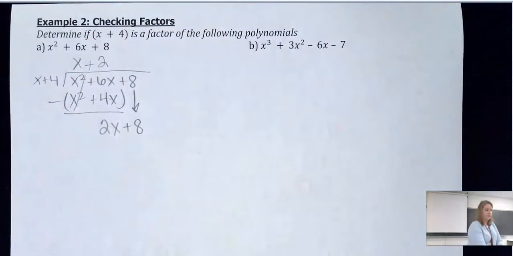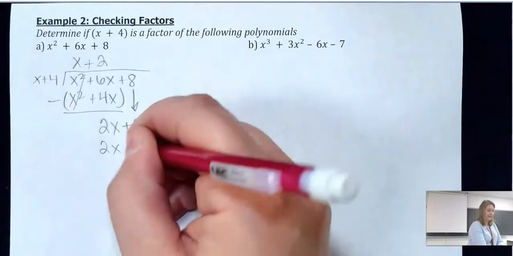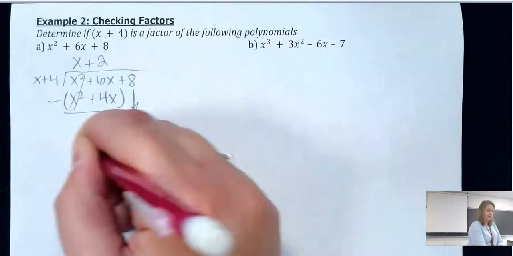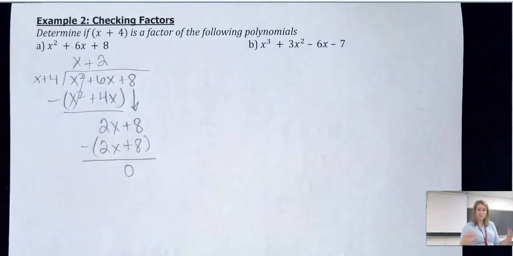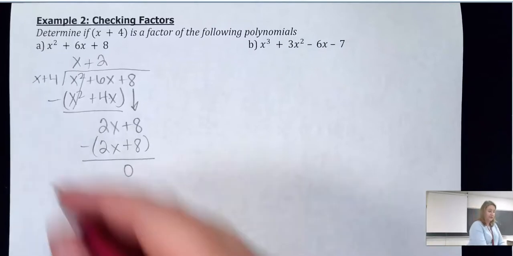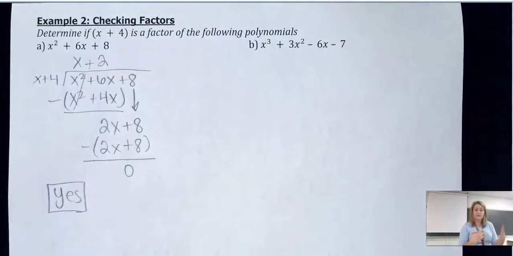Now, 2 times x is 2x. 2 times 4 is 8. And if I subtract here, my remainder is 0. So the question is, is this a factor? My answer here would be yes. I don't have a remainder, so it divides in evenly. If it divides in evenly, then it's going to be a factor.